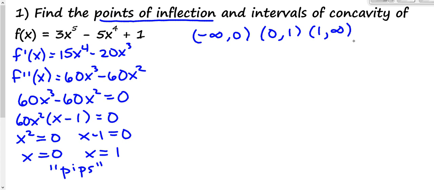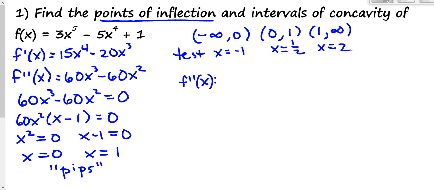So now that we have intervals, we want to take a point in each interval and plug it into the second derivative. So let's see here. Let me move that a little bit. We want a test point. Let's choose x equals negative 1. Let's choose x equals 1/2. And let's choose x equals 2. We have to test it into the second derivative. So here's the second derivative in its factored form. That would be a great place to test.